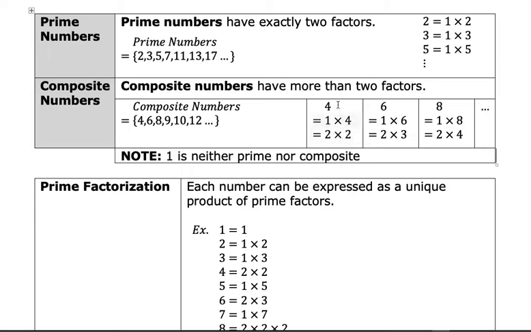So there's a total of 3 unique factors for the number 4. 6 is 1 times 6 or 2 times 3, and this has 4 different factors. And 8 has 4 factors as well. So these are referred to as composite numbers. And 1 is neither prime nor composite given these two definitions. It's not exactly 2 factors, because 1 times 1 is the only way to get it, and it doesn't have more than 2 factors.